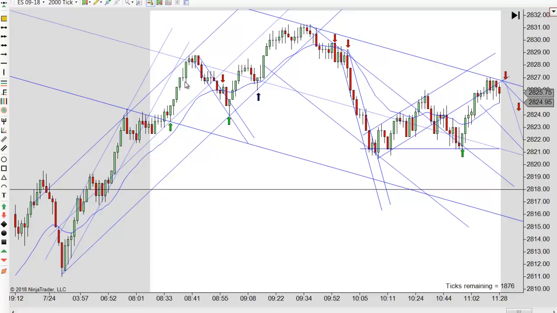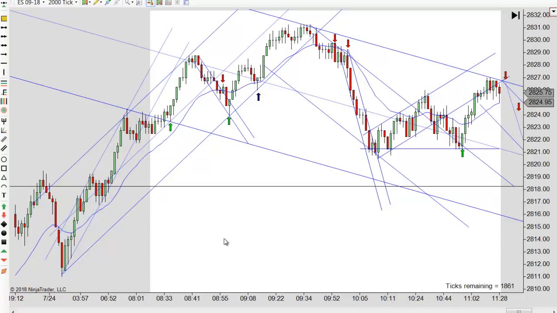So definitely there's another little pullback right here, but you don't want to be going long. It's just way too far up. And now you're at the upper side, so it should be backing up.